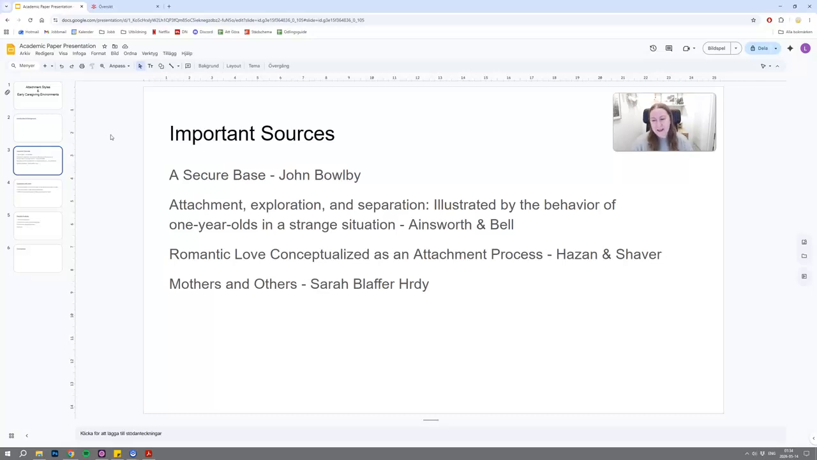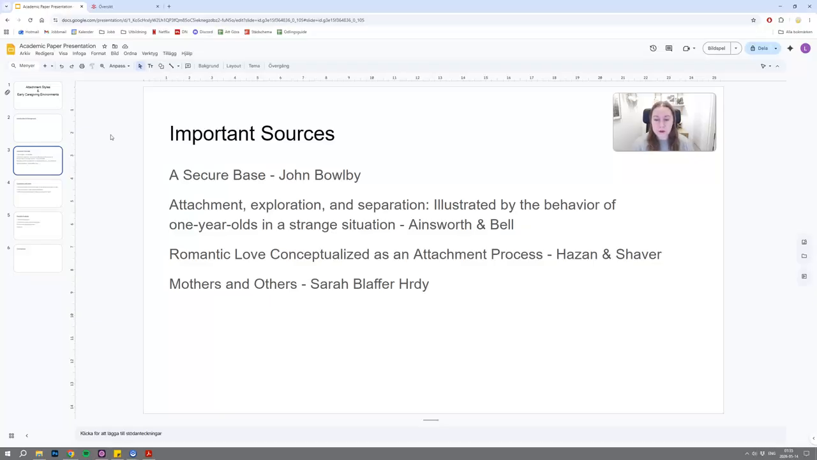And then finally, I chose the book Mothers and Others, written by Sarah Blaffer Hrdy. She is an anthropologist and a primatologist who specializes in, among other things, anthropology and sociobiology. So she discusses more the environmental things. So these first three sources are only based on psychology, and this book by Sarah Blaffer Hrdy is more focused on the environments, on how humans are evolved, often uniquely evolved among primates, to raise children and to behave towards children.